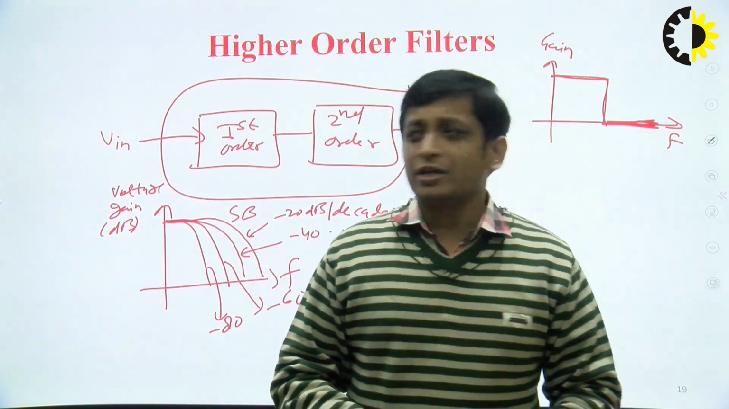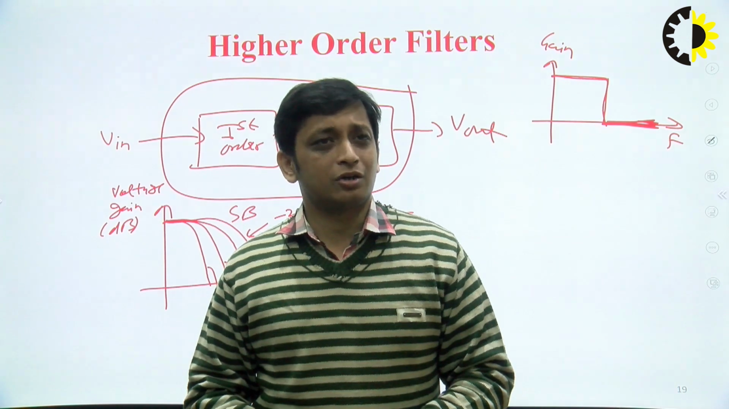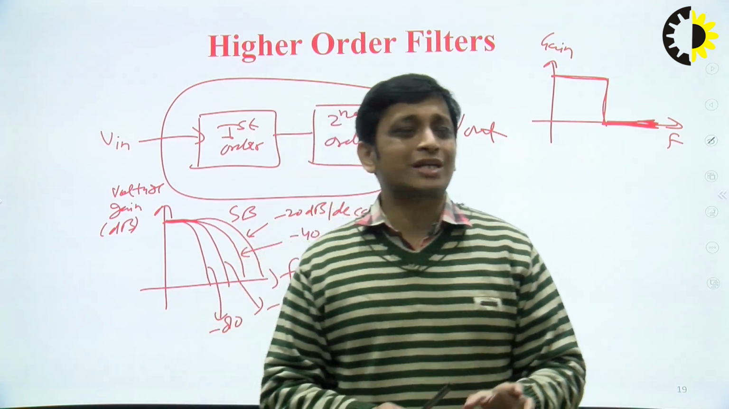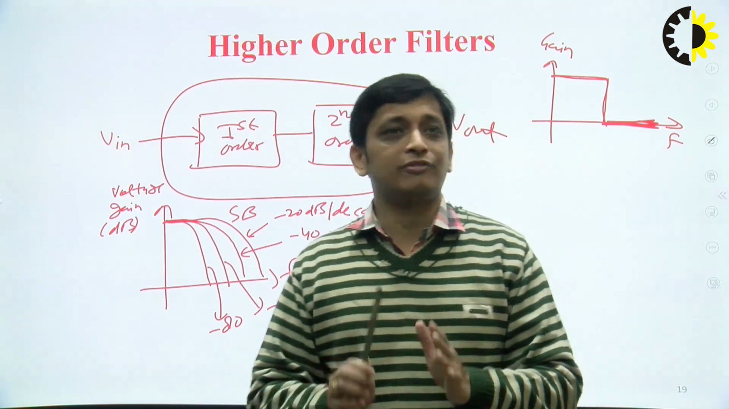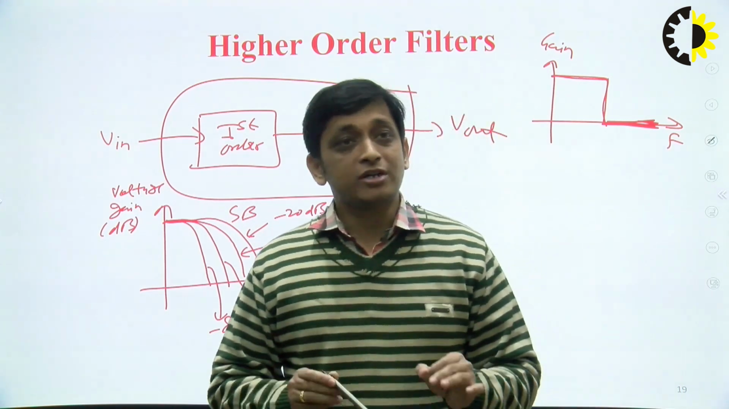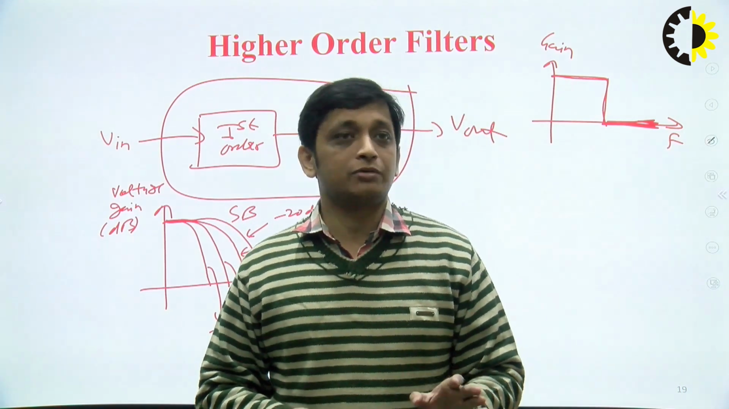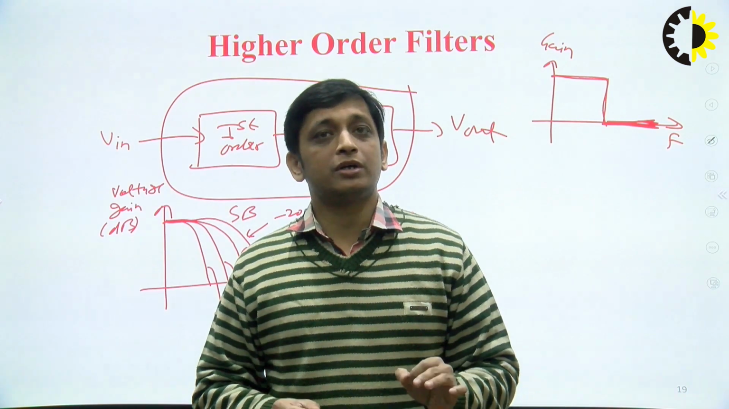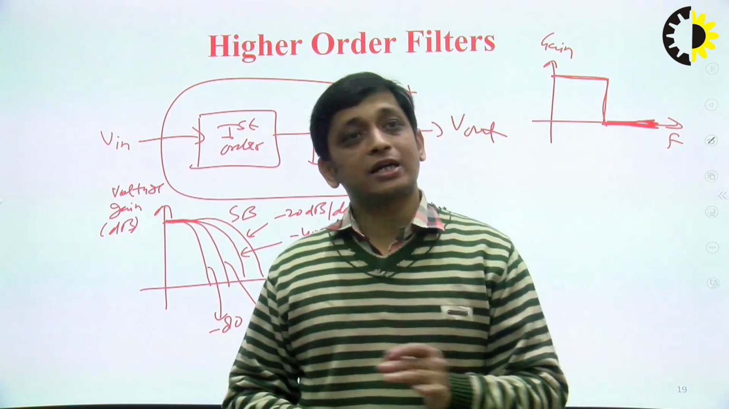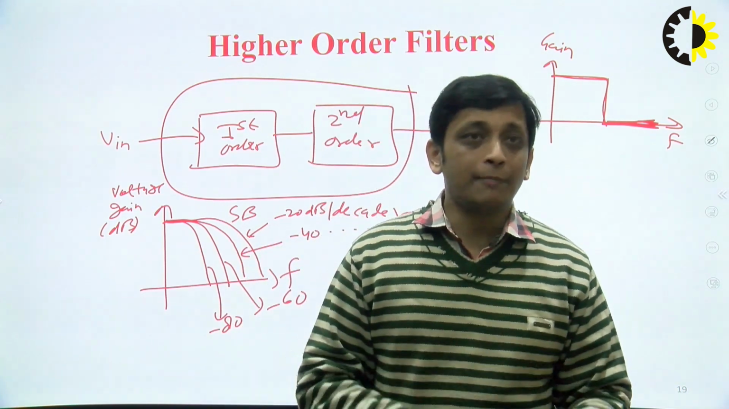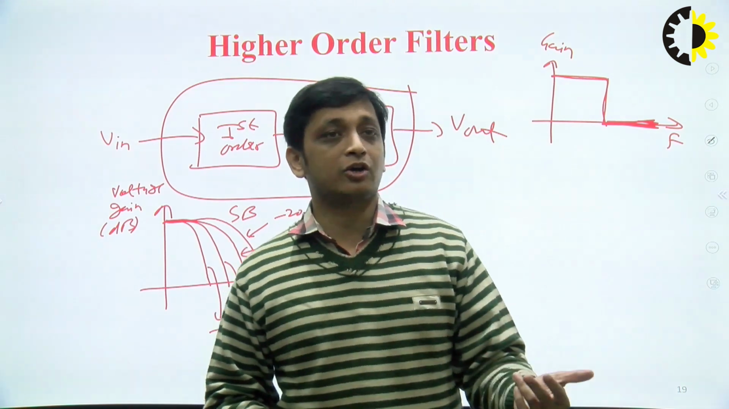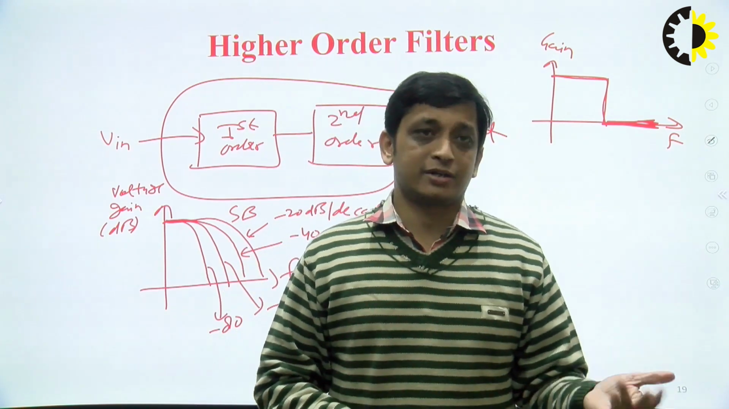Here we need not go into detail on the third order low pass and fourth order low pass, because the concept is the same. You just need to cascade the first order and second order filters to design a higher order filter. That's why first order and second order filters are very important to understand. It is very important to understand the first order low pass and second order low pass and first order high pass and second order high pass, because with the help of these first and second order filters, you can design higher order filters like third order, fourth order, fifth order, etc.